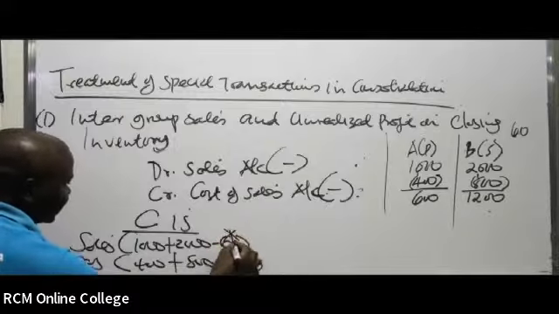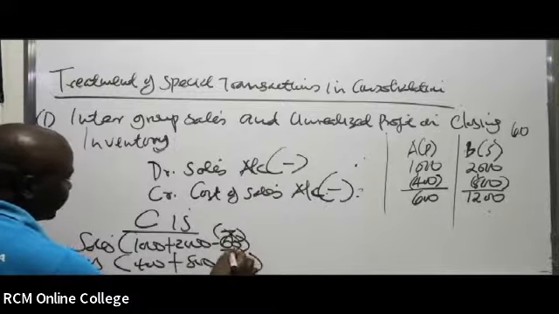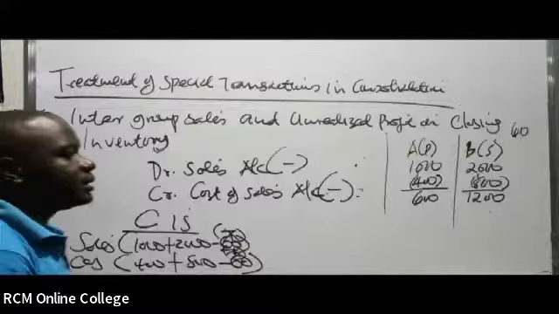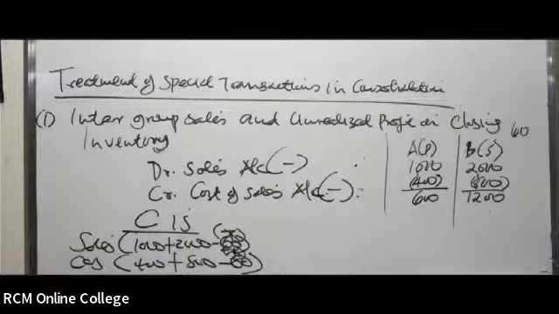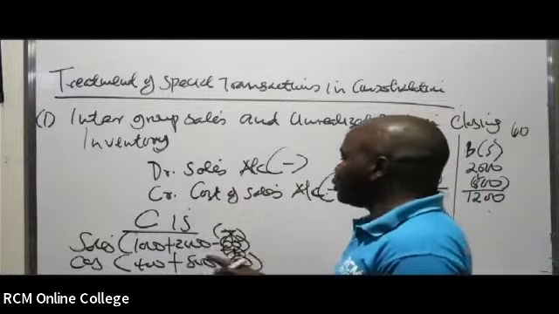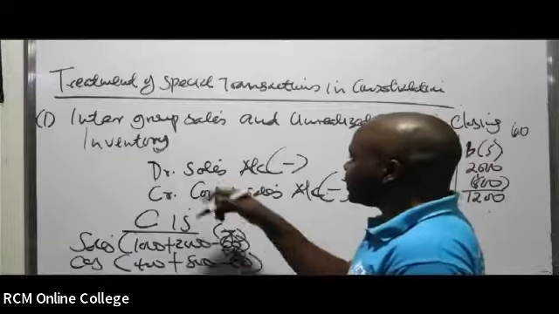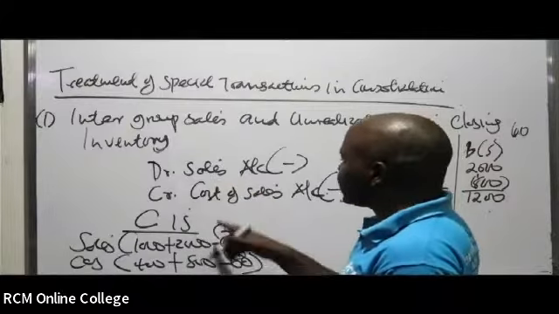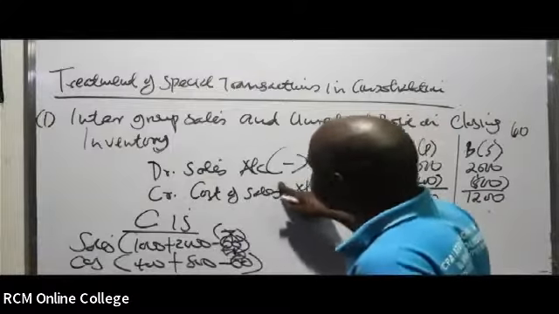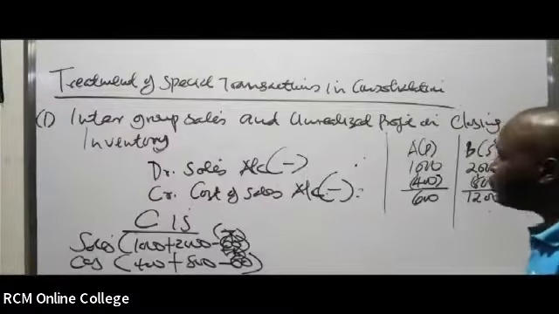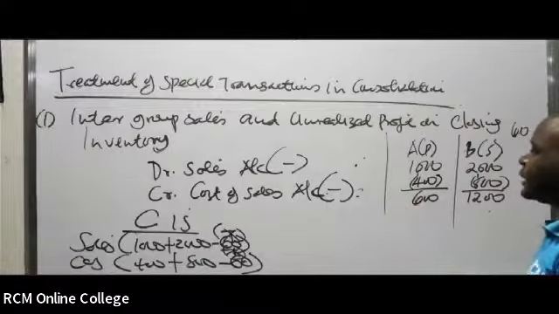You eliminate them, the intercompany sales. When you deduct the 60 here, you are debiting sales. When you deduct 60 here, you are crediting the cost of sales, because this one is an expense. When you reduce an expense, you are basically crediting it. When you increase an expense, you are debiting it.